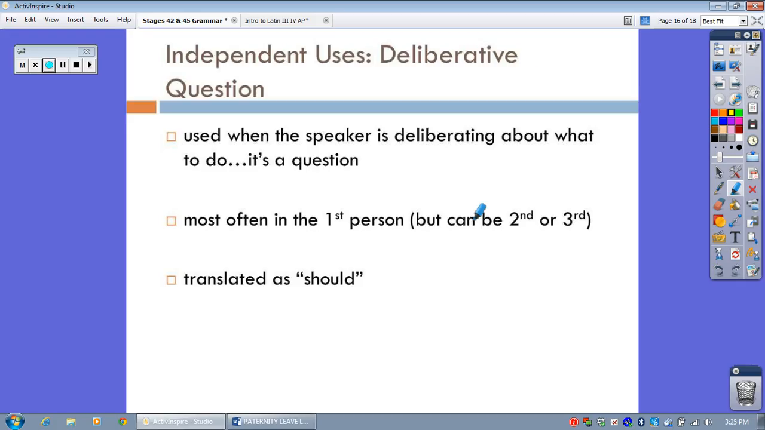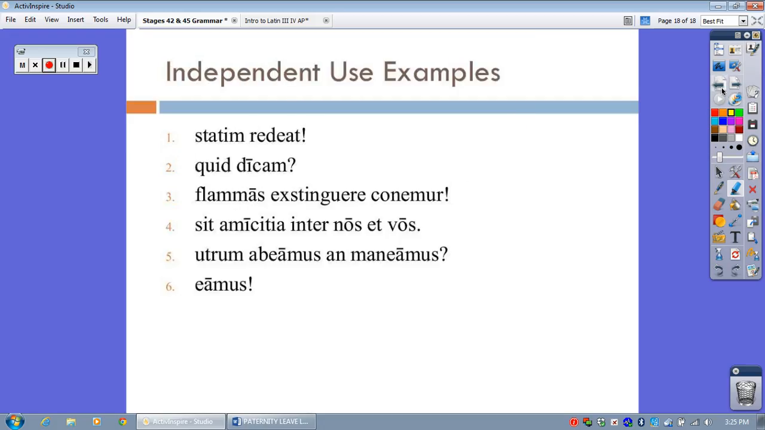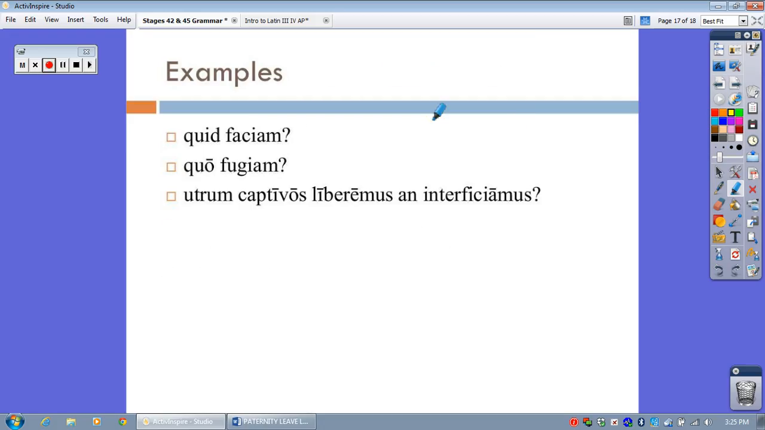Most often used in the first person. In other words, the subject will be I or we, but not necessarily. And it's translated usually as "should." And so here are some quick examples, and then we'll do a few more. So quid faciam means what should I do?